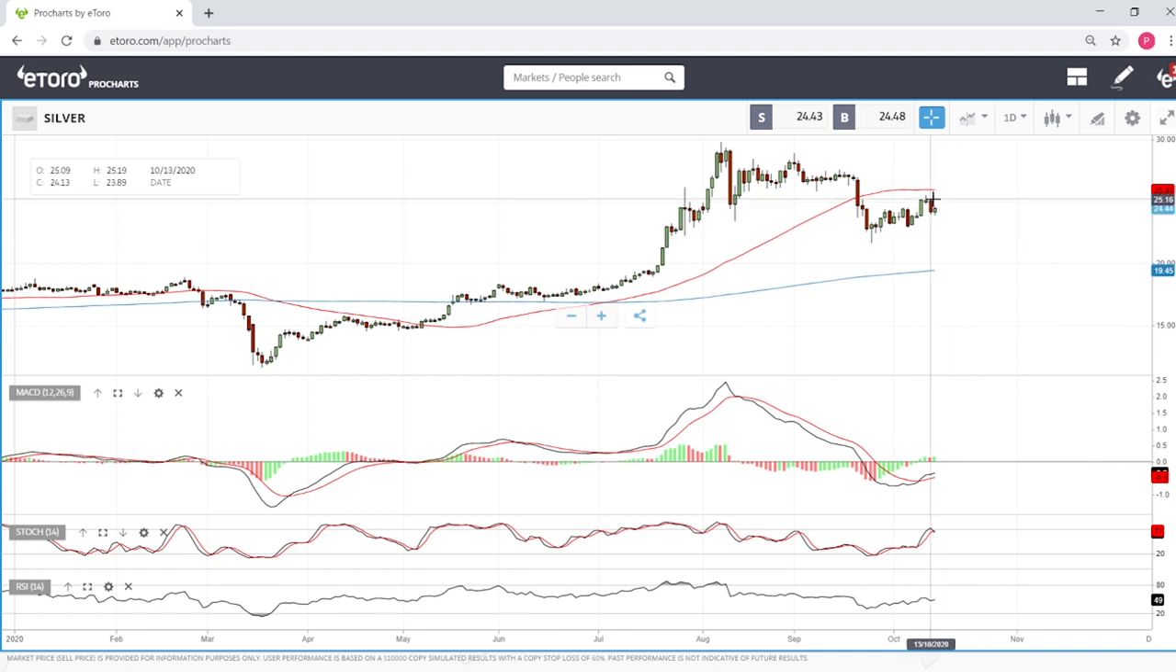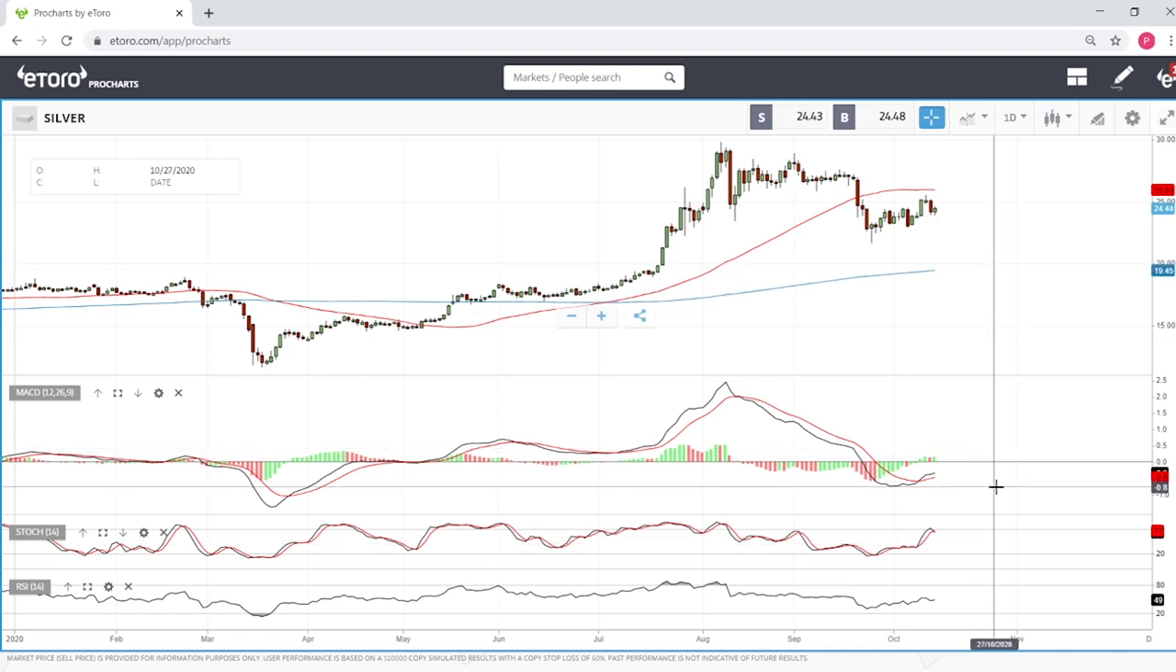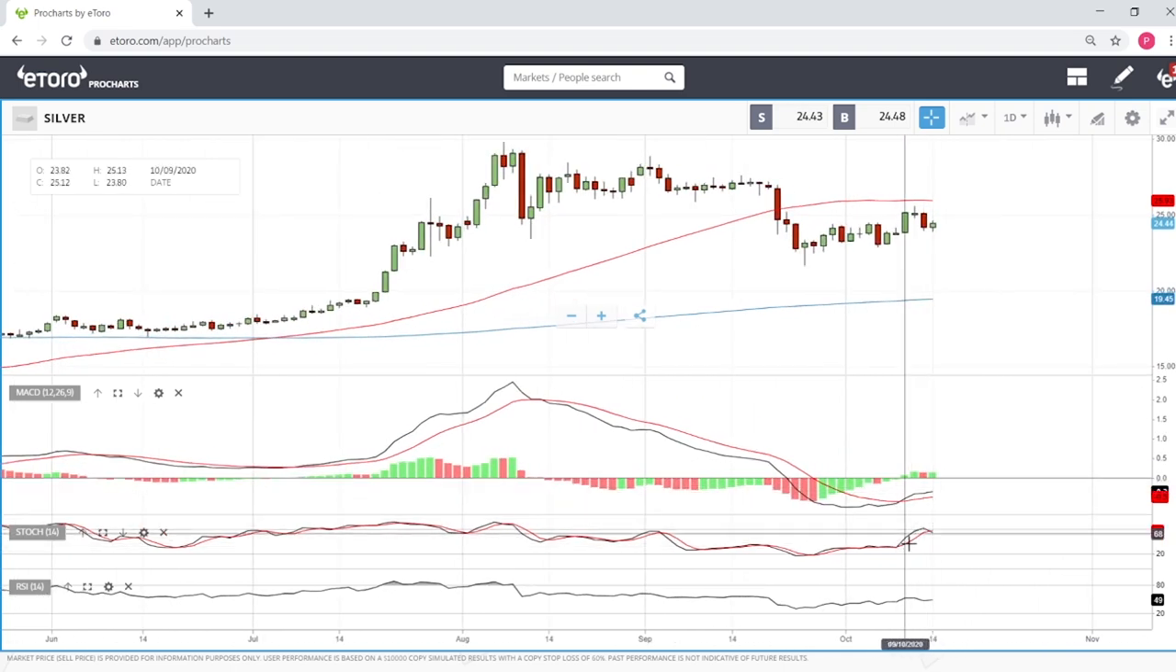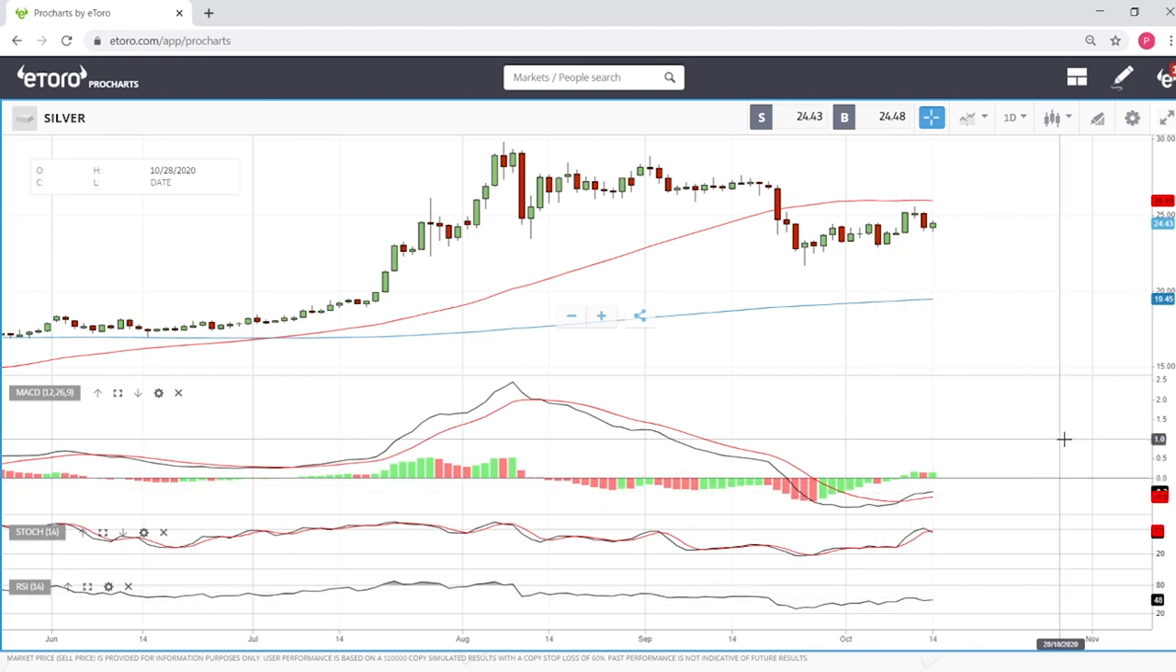I expect this market to break down from here before we go higher. The technical indicators are fairly mixed. Stochastic is indicating that we'll go lower. RSI is basically flat, and the stochastic is pointing to higher price levels.